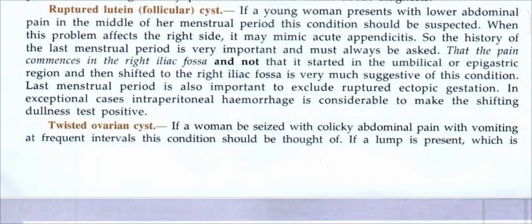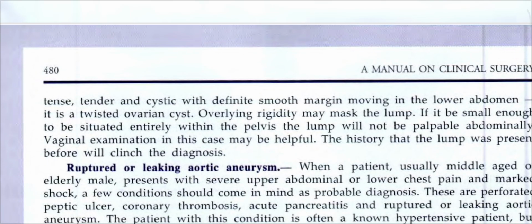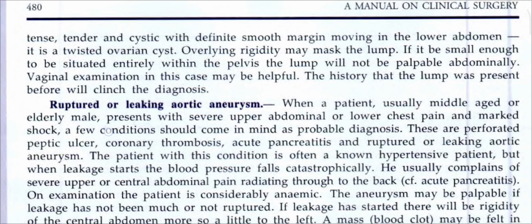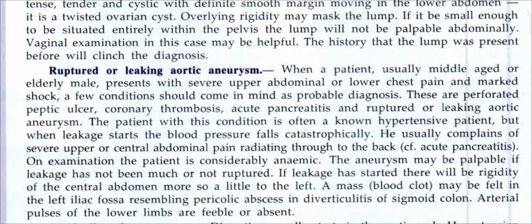Twisted ovarian cyst. If a woman is seized with colicky abdominal pain with vomiting at frequent intervals, this condition should be thought of. If a lump is present which is dense, tender, and cystic with a definite smooth margin involving the lower abdomen, it is a twisted ovarian cyst. Underlying rigidity may mask the lump. If it is small enough to be situated entirely within the pelvis, the lump will not be palpable abdominally. Vaginal examination in this case may be helpful. The history that the lump was present before will clinch the diagnosis.